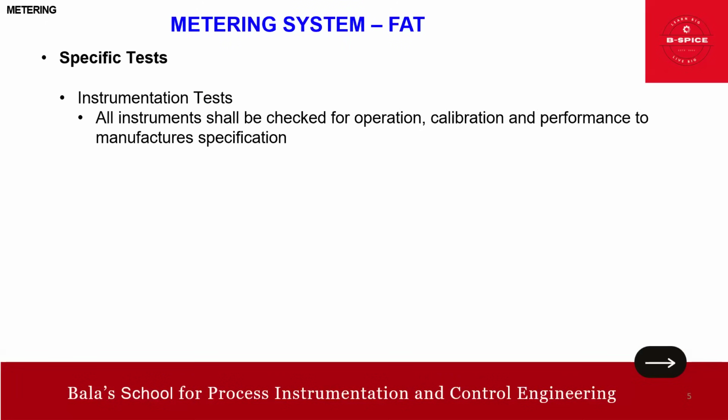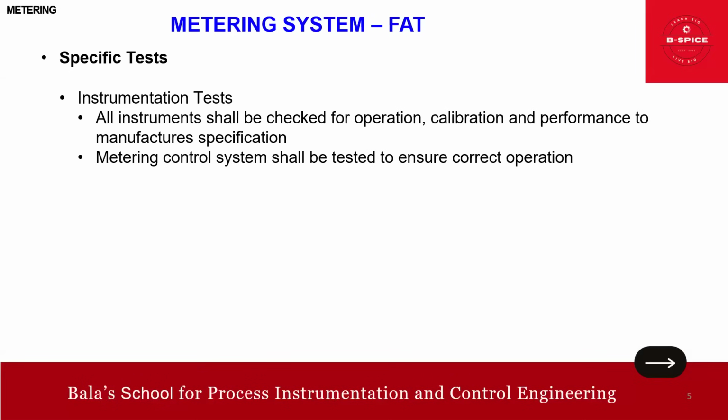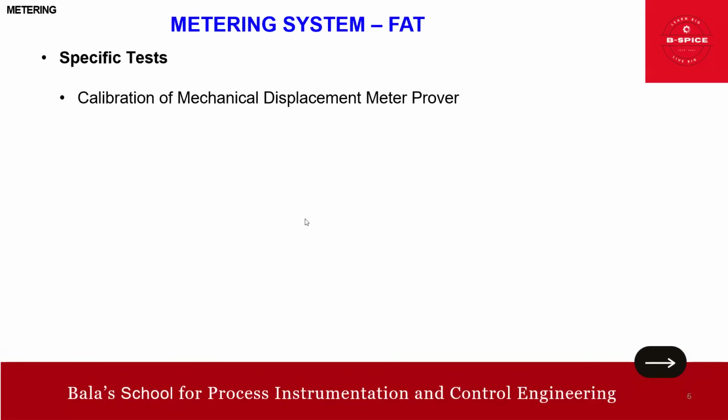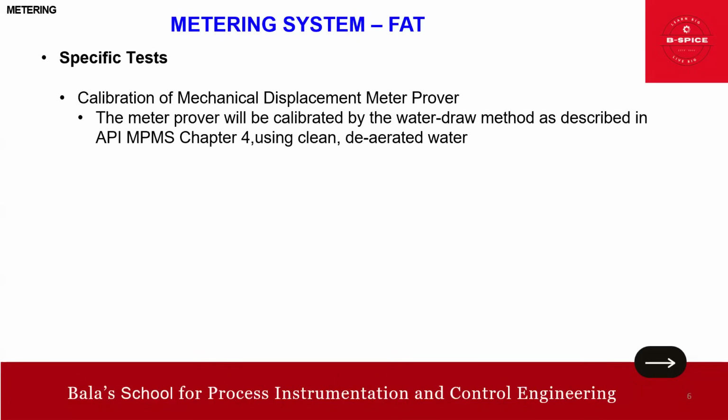Okay, instrumentation test. All instruments shall be checked for operation, calibration, and performance to manufacturer specification. Metering control system shall be tested to ensure the correct operation. For test purposes, all external equipment will be simulated. We do it with simulation. So that is about the instrumentation test. Now we go into the calibration of mechanical displacement meter prover. This meter prover will be calibrated by the water draw method, again as described in API MPMS chapter 4, using clean or deaerated water. So this is the point, water draw method.